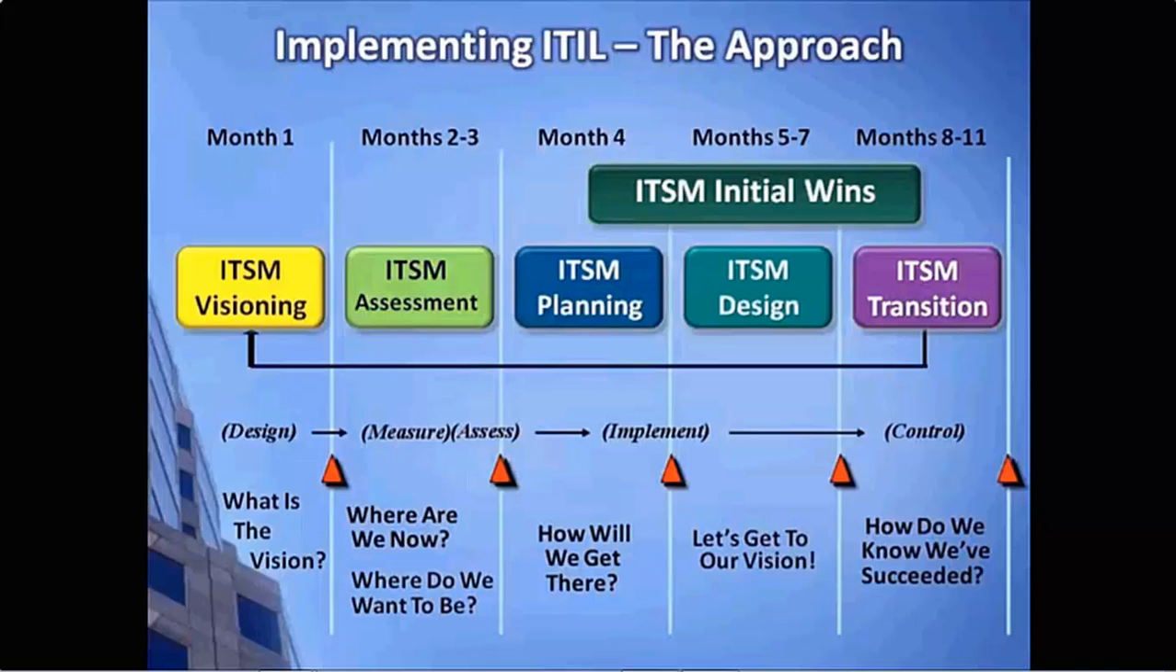Note that underneath these boxes, we have something called what is the vision, where are we now, how will we get there, let's get to our vision, where do we want to be. This basically is the ITIL lifecycle model taken from the Continual Service Improvement book. Here we've just kind of staged these out because you'll see that the actual approach we're using aligns very well to those same steps.